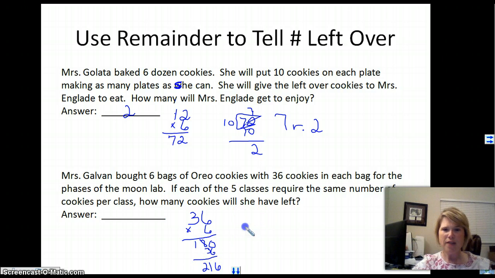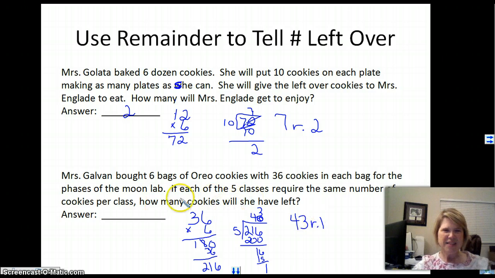So now if I know I have 216 cookies, and each of her 5 classes require the same amount for each class, so I'm going to divide by 5. Let's see, I know I can start off with 40, right? That's a 0. So that's 200. And then I'm going to have 16 left over. So that's 3. That's 15. And that's 1. So the answer is 43, remainder 1.